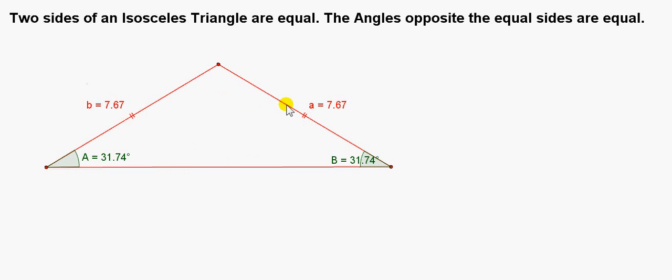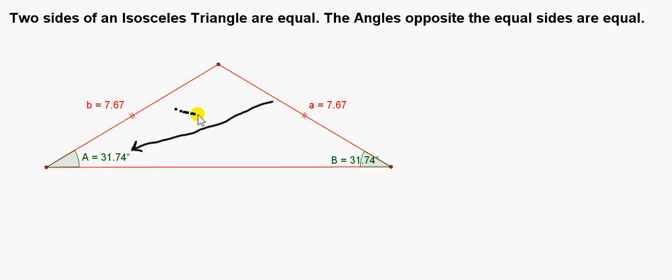Now, the angles opposite the two equal sides are equal. So here is the angle opposite the side here, which I'm calling A. So I'm using small a for the side and capital A for the angle opposite that side. This is the notation that we use in trigonometry. But of course we can use it here also.